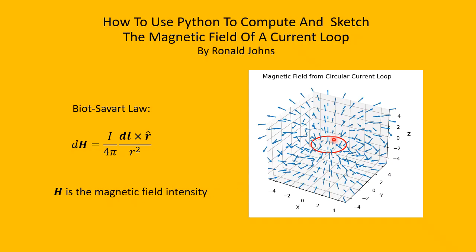What we want to do is something like we see in this illustration over here. We have a circular loop of current, and it's symmetric about the origin, and it's in the xy plane. And we want to compute the vector field, which is shown by these arrows out here, by using the Biot-Savart law.